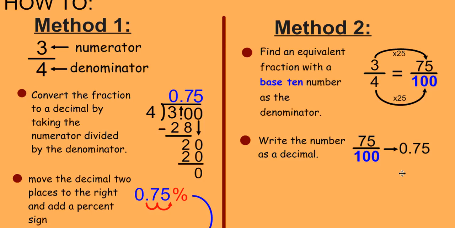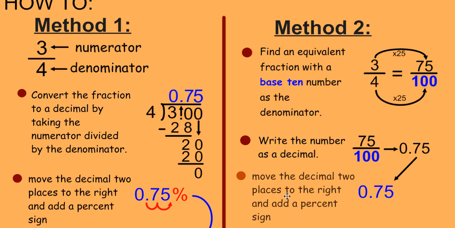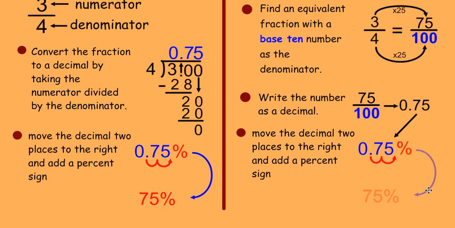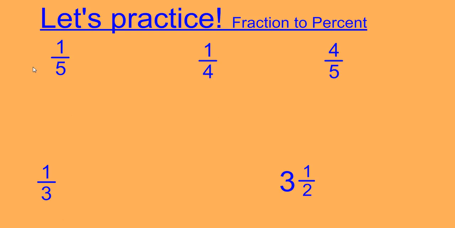Next, I'm simply going to follow the steps that I've already done. Move that decimal 2 places to the right and add the percent sign. And we just converted a fraction into a percent using method 2. Let's do some more practice problems with this. So convert 1/5 into a percent.